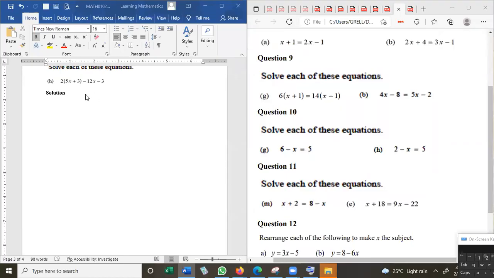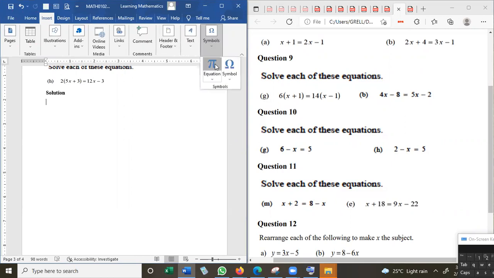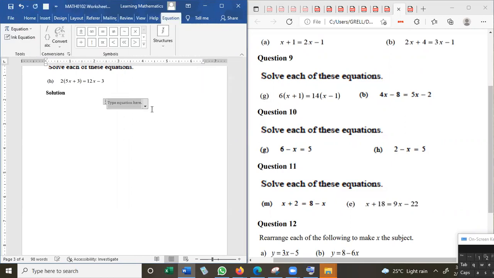Solve these equations. Here you have 2, outside of a bracket. So let's take a note of this. For this one, we've got 2 open bracket 5x plus 3 close bracket is equal to 12x subtract 3.